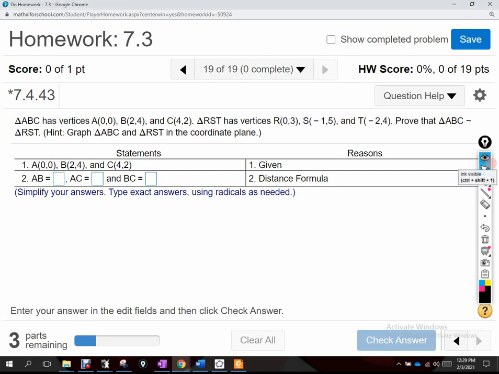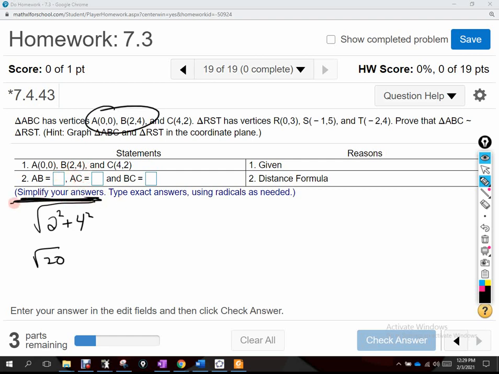So finding AB, you're going to subtract your x's for A and B, so it gives you 2. You'll square that, gives you 4. Add to it the same thing for your y's, so 4 minus 0 is 4, squared will give me 16. So it's going to give me radical 20, okay? So AB is radical 20. Now if I type in radical 20, it's going to tell me no. Okay, it's going to tell me I'm wrong. So we've got to do something with this radical. We've got to simplify that, okay?